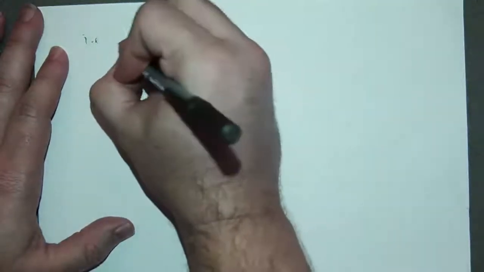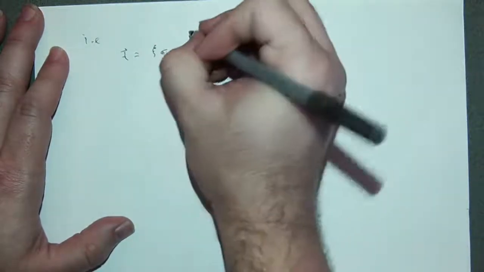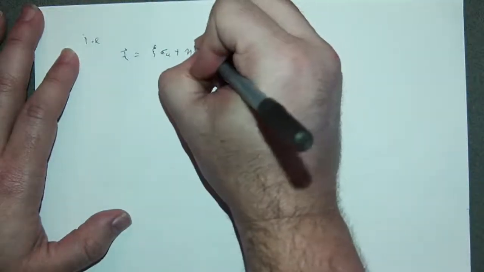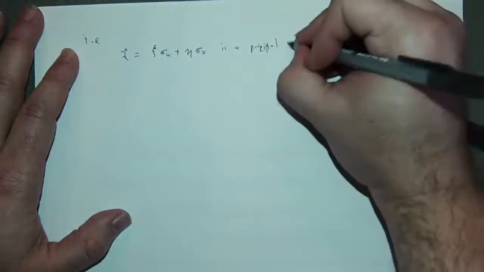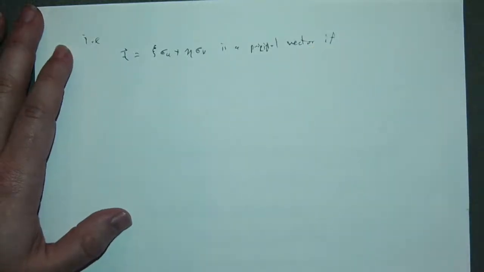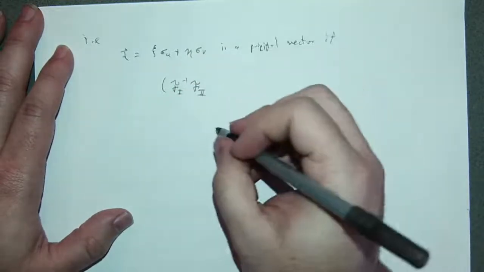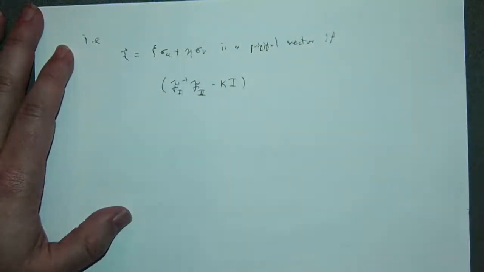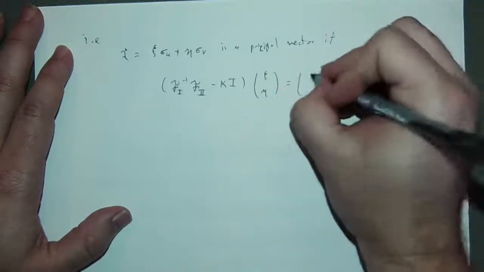And furthermore, a vector t, which is written as xi sigma u plus eta sigma v, is a principal vector if script F1 inverse script F2 minus kappa times the identity, times the vector (xi, eta), is equal to (0, 0).